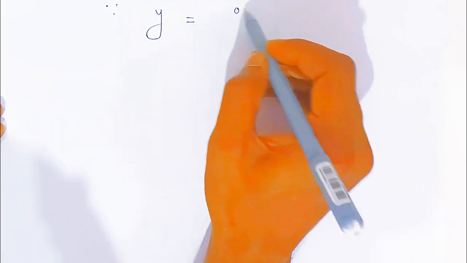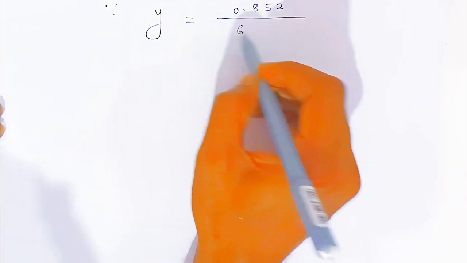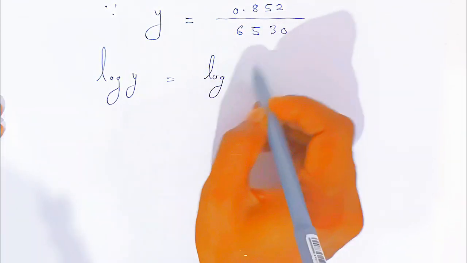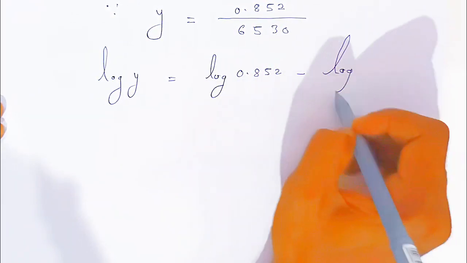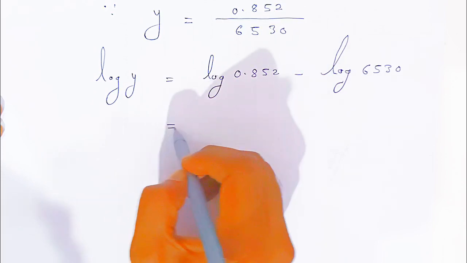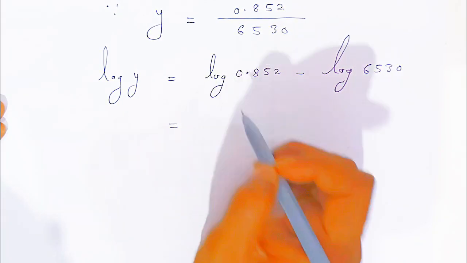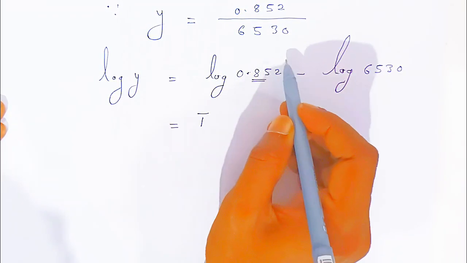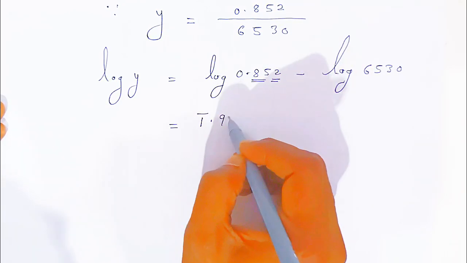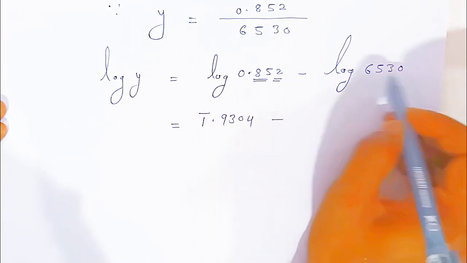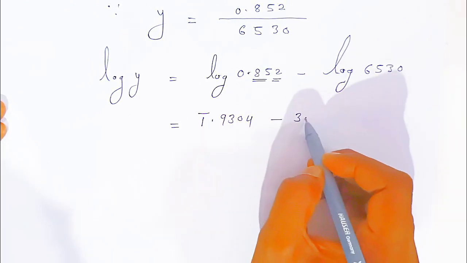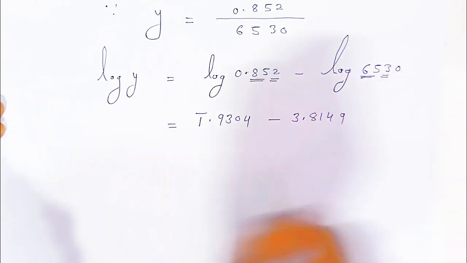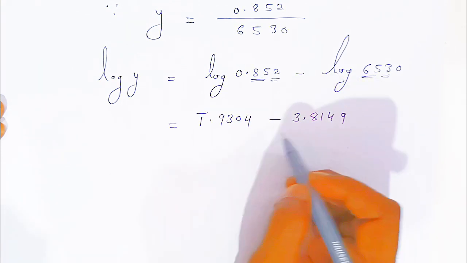Y is 0.852 divided by 6530. You have to take the log on both sides, so log of y is nothing but log of 0.852 minus log of 6530. When taking the log, you have to first find the characteristic. We have the decimal, and before the decimal there is 0, so 0 minus 1 will be minus 1. Now in the log table, for 85, in the second column, it is coming 9304. Now here, how many digits? 4 digits, so 4 minus 1 will be 3. This way you can find the characteristic. Now for 65, in the third column, it will come 8149. Now when you subtract, what happens?